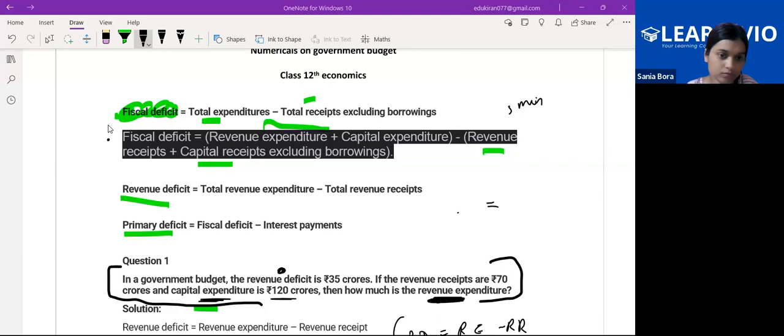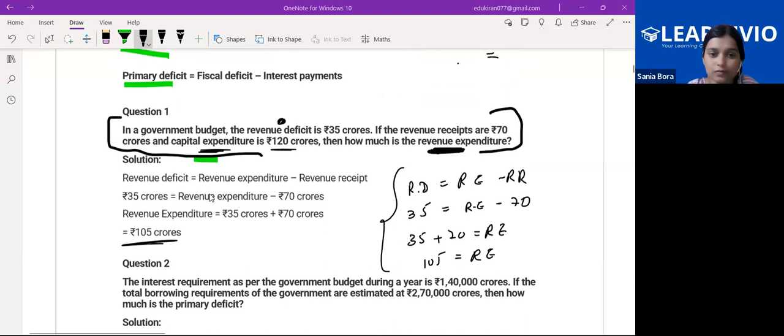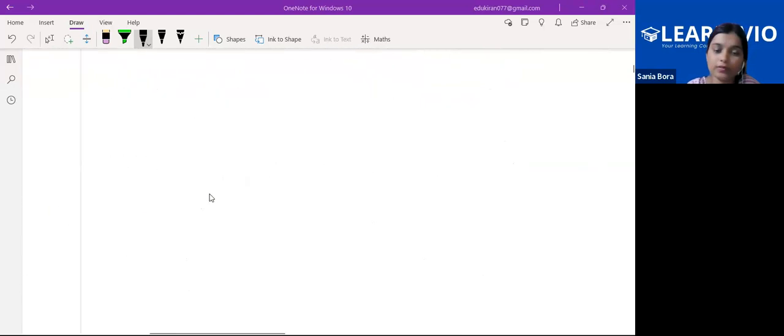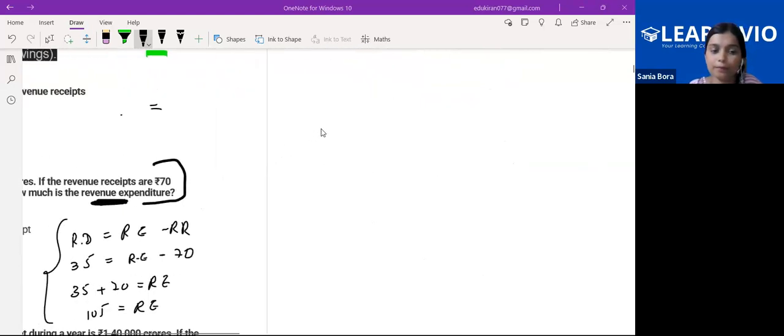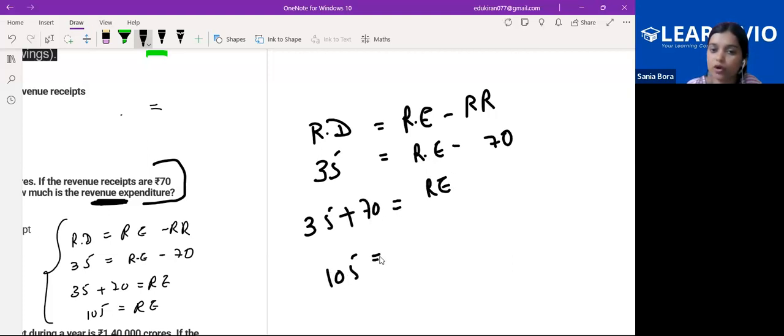I'm getting 15 crore. 115 or 15? 1500? How did you get 115? I will tell you what I have done. Revenue deficit equals revenue expenditure minus revenue receipt. Revenue deficit was given 35. Revenue expenditure was not given. Revenue receipt was given 70. You have to find revenue expenditure. This will go to this side: 35 plus 70, 105. You got revenue expenditure.